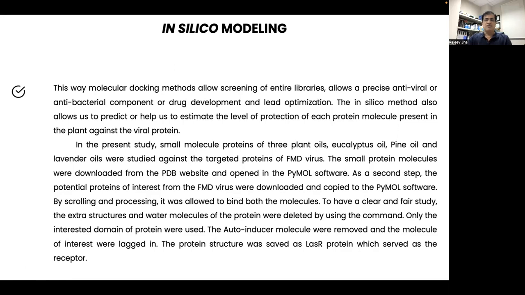To have a clear and fair study, the extra structures and water molecules of the protein were deleted by using the command. Only the domain of interest of the protein was used. The auto-inducer molecule was removed and the molecule of interest was ligand-bound. The protein structure was saved as LasR protein, which served as the receptor.